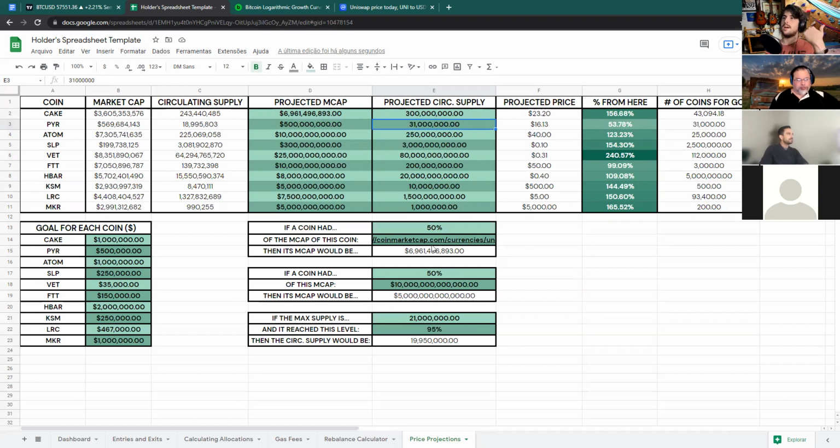So, for example, another comparison that you could make is with Cake. You could take the Uniswap market cap compared to the Ethereum market cap, and then do the same percentage with BNB, since PancakeSwap is on the Binance Smart Chain. So this is a good example, and that could lead you to a different projected market cap. There are many ways, but this is the most basic way to project it into the future.